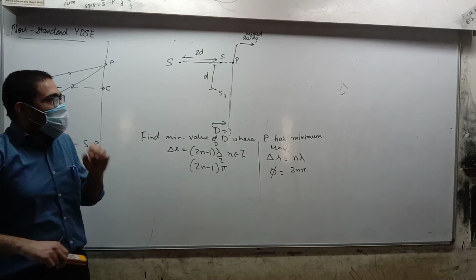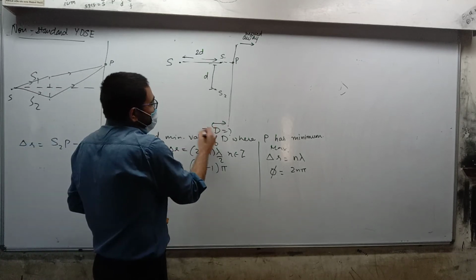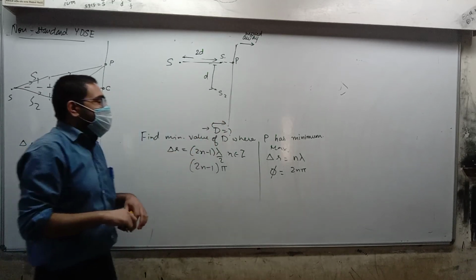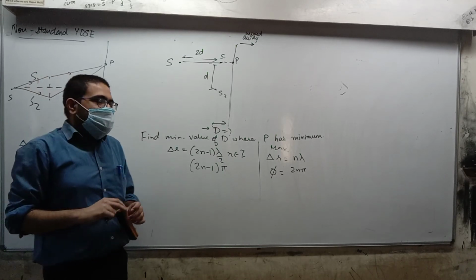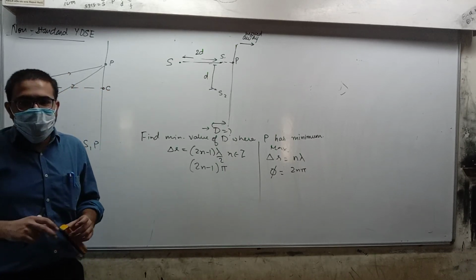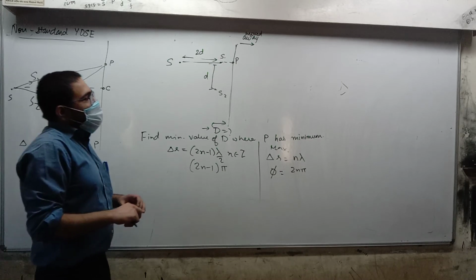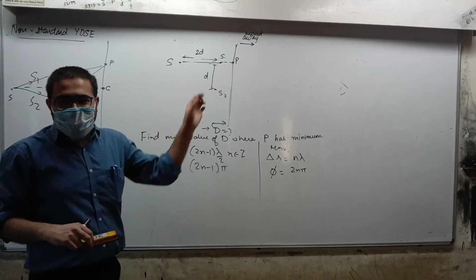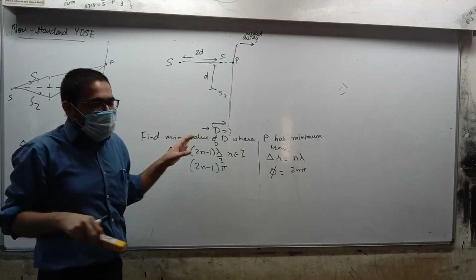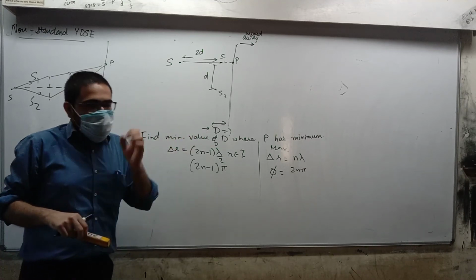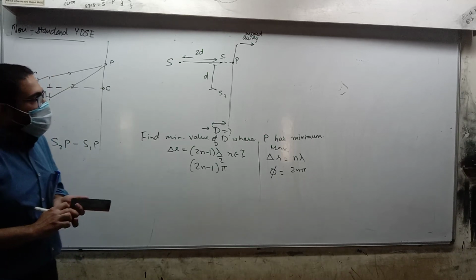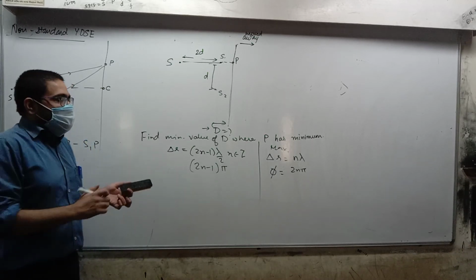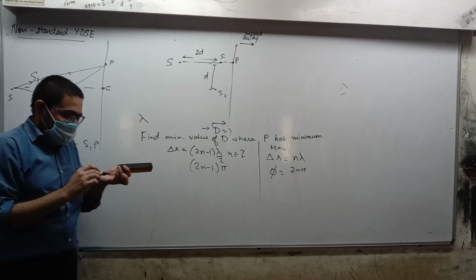What should be the value of x? Not D, x. What should be the value of D here? Geometry is your friend. Draw a clear diagram, work out the path difference, then use whatever calculations are necessary. Take the wavelength of light as lambda, if required.